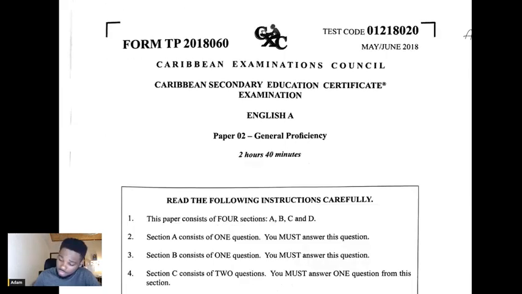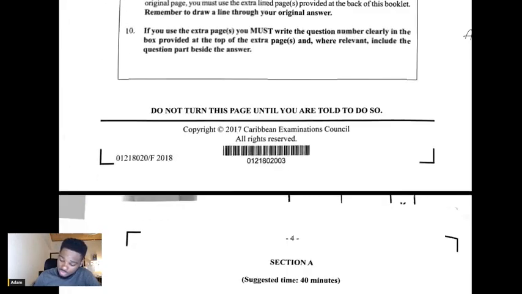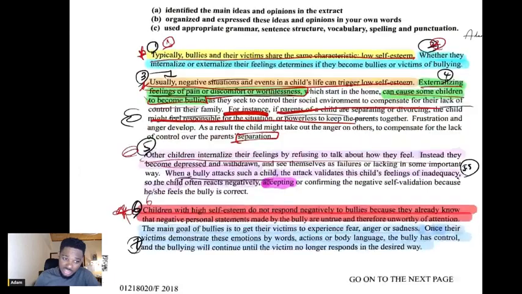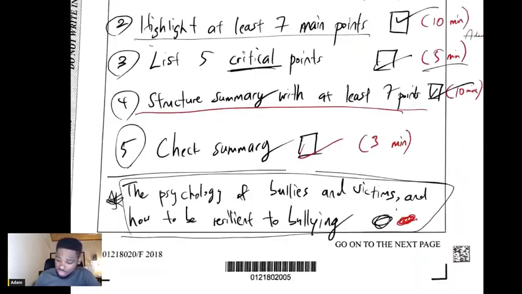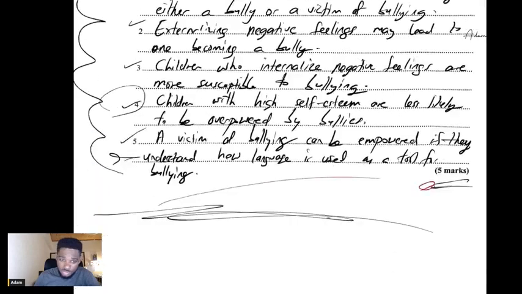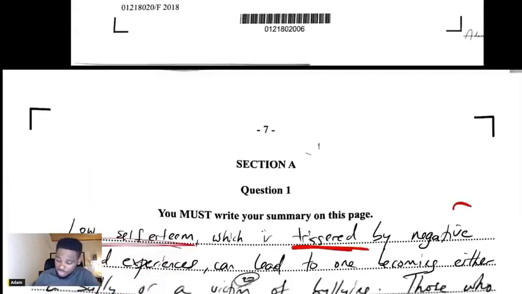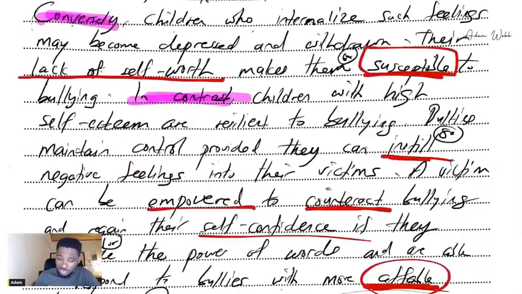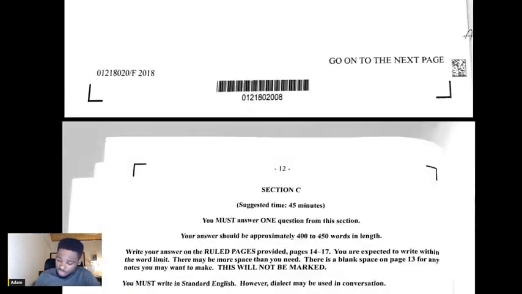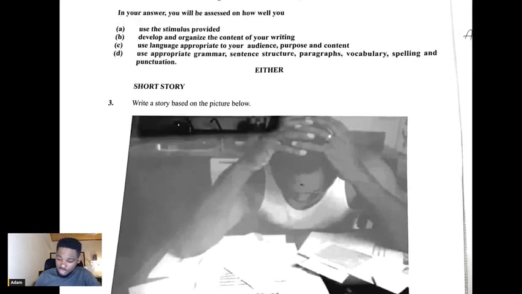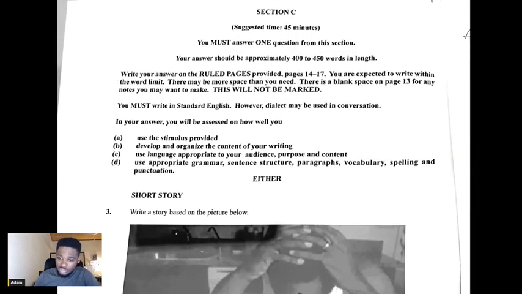Okay, here we go. May, June 2018. So we're scrolling past section A. I did this summary, I think, yesterday in another session. Scrolling past summary. Looking at summary right now. We looked at summary 2 days ago. Scrolling past section B. Okay, this is where we are.